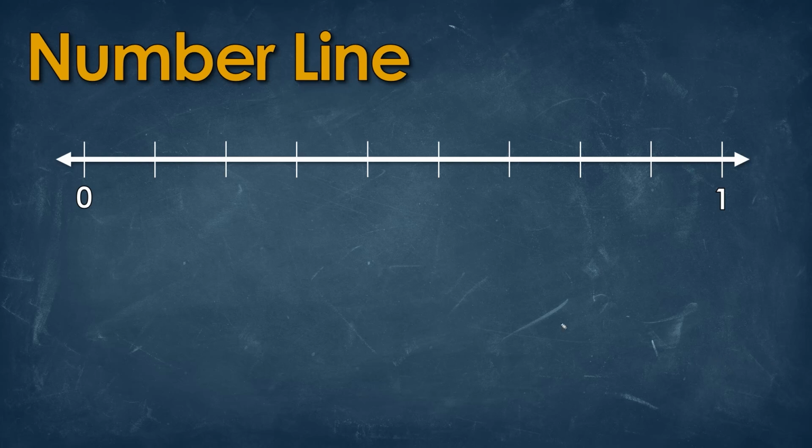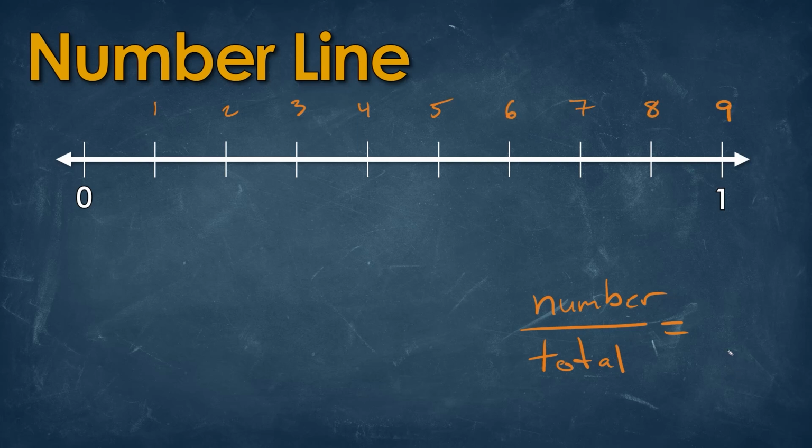Now let's try this. Remember, we have our number divided by the total. First thing we need to do is figure out what the total is. So we have 1, 2, 3, 4, 5, 6, 7, 8, 9. So we have a total of 9 parts. And let's say we are going to put a dot right here. Well, we know we have 1, 2, 3. So the number that we're looking at is 3/9. And it lands right here on this number line.